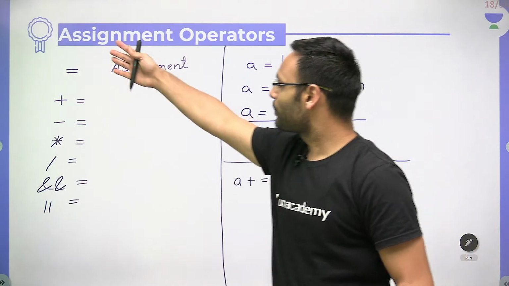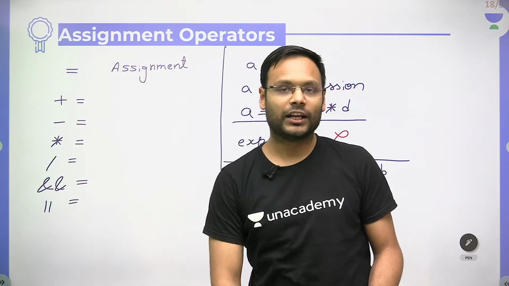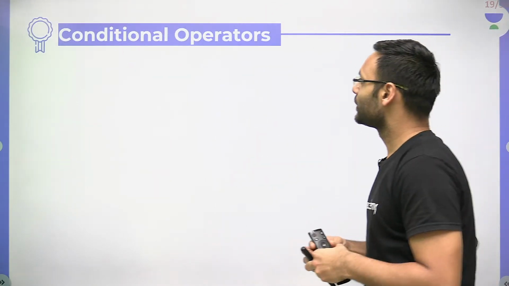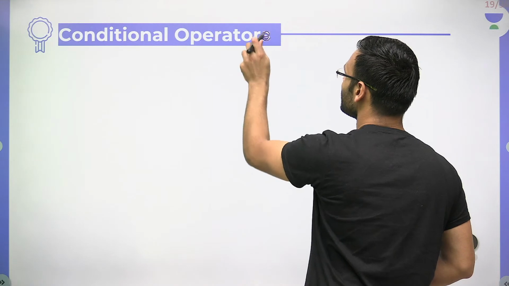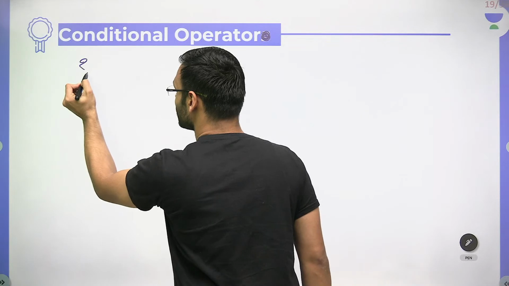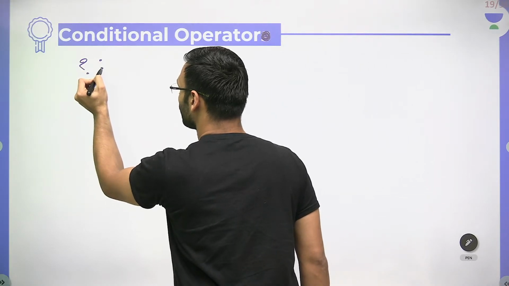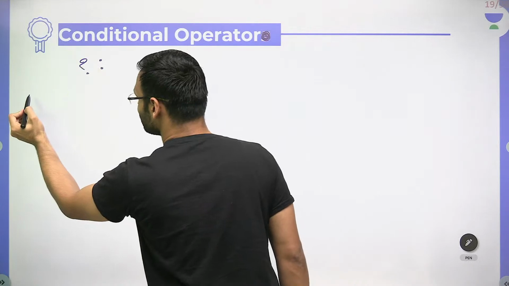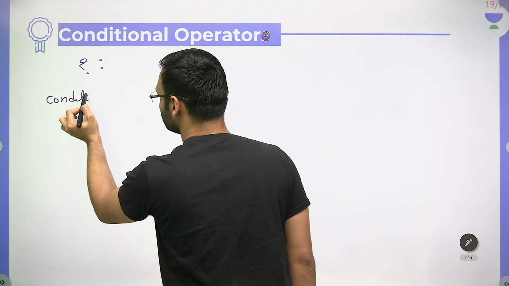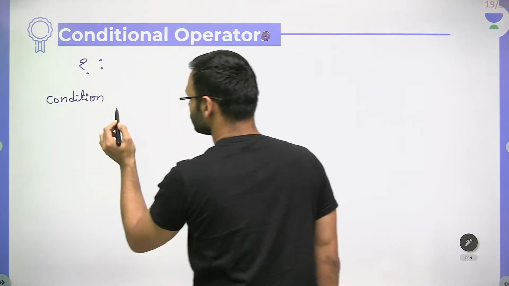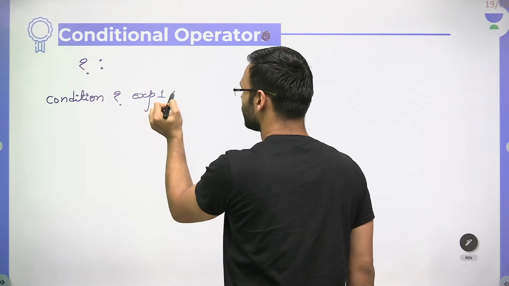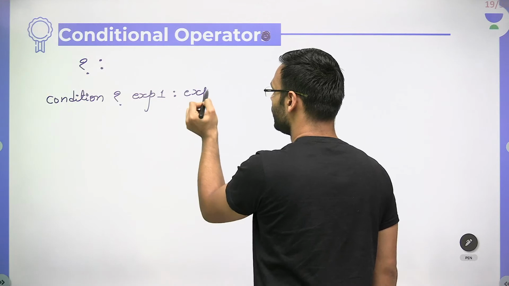So these are the assignment operators, complex assignment operators. We can utilize these complex assignment operators. Then we have the conditional operator. There is a single operator called the ternary operator. The operator is the question mark and colon. How to use it? The syntax is like this: condition, question mark, expression number 1, colon, expression number 2.